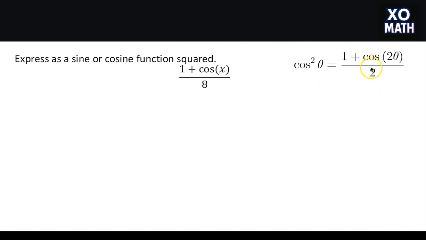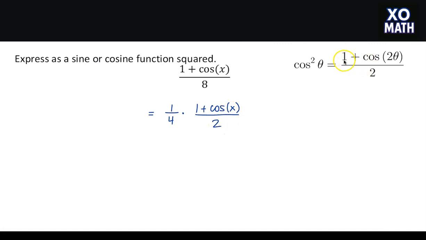So the first thing I'm going to focus on is the denominator. Our denominator is 8. The denominator in the formula is 2. So I'm going to rewrite 8 as 4 times 2. But what I'm going to do is bring that 4, which is in the denominator, out. So I'm going to express that as 1/4 times 1 plus cosine of x all over 2. This is an equivalent expression, again, just rewriting 8 as 4 times 2. So now I have 1 plus cosine x over 2.